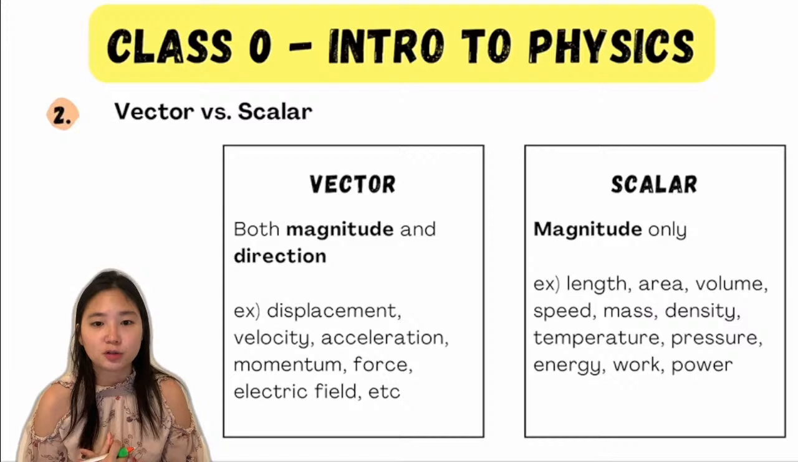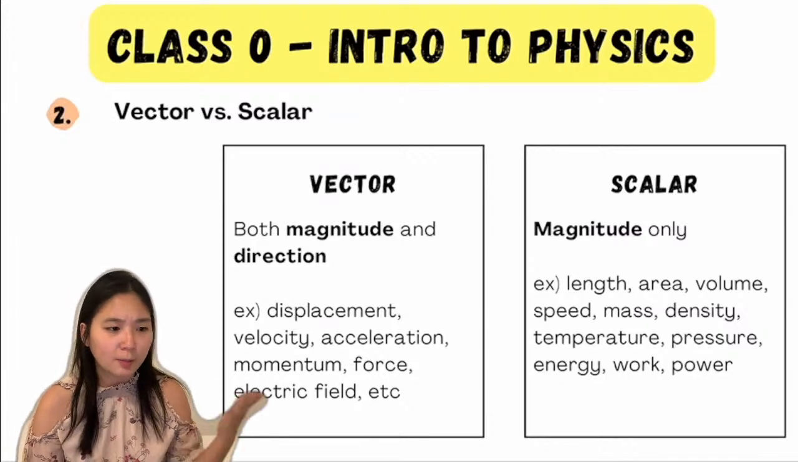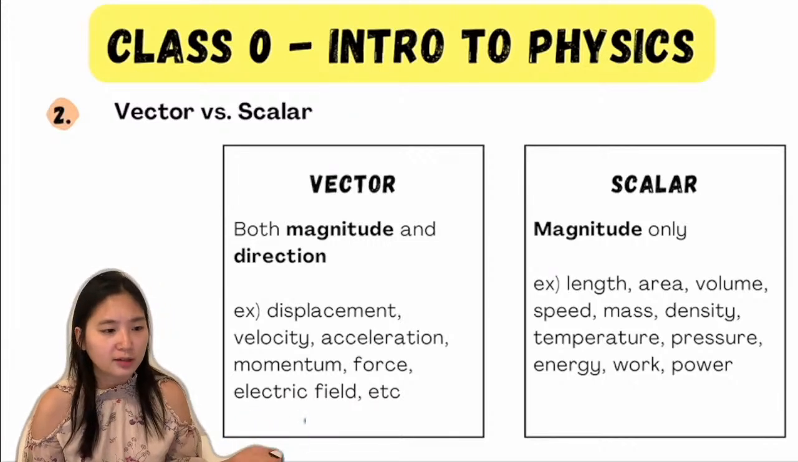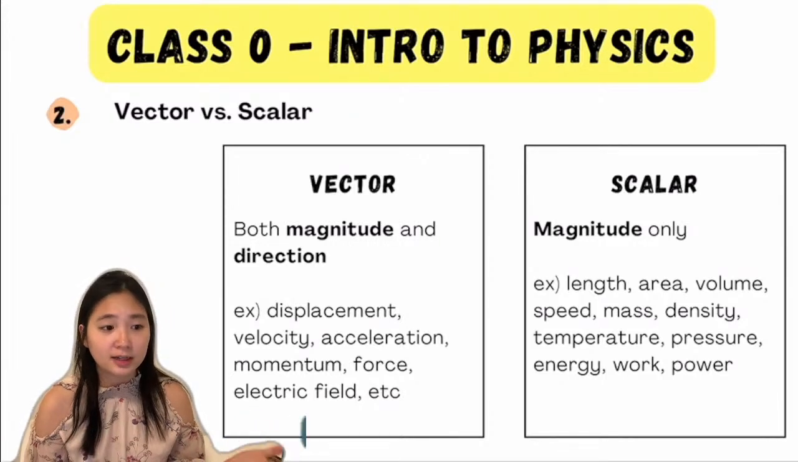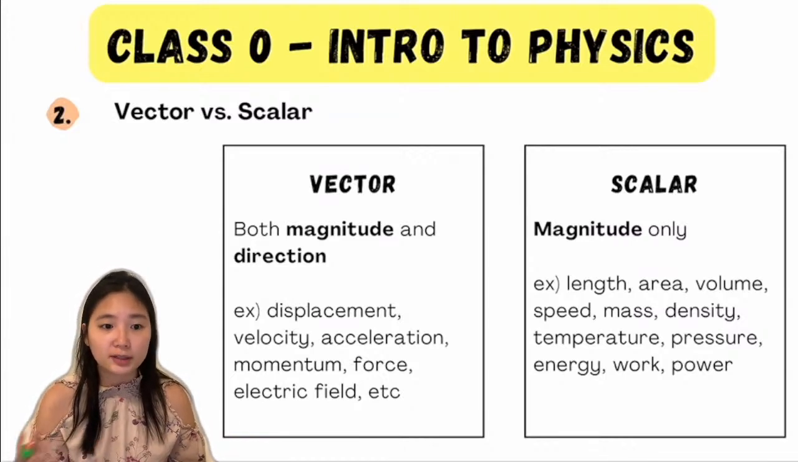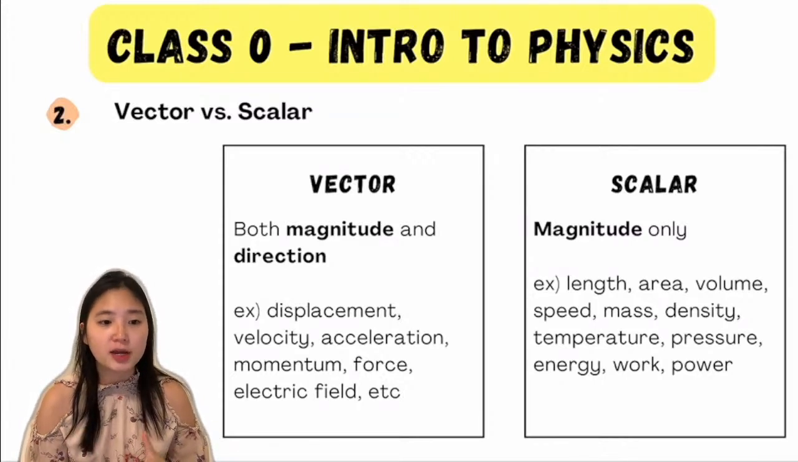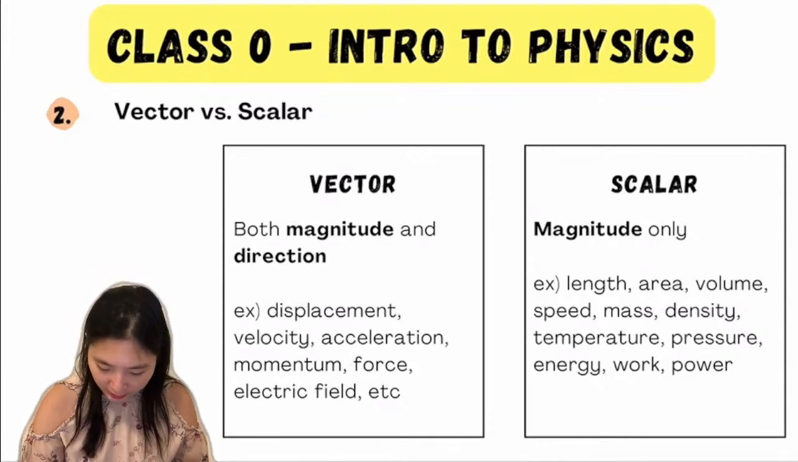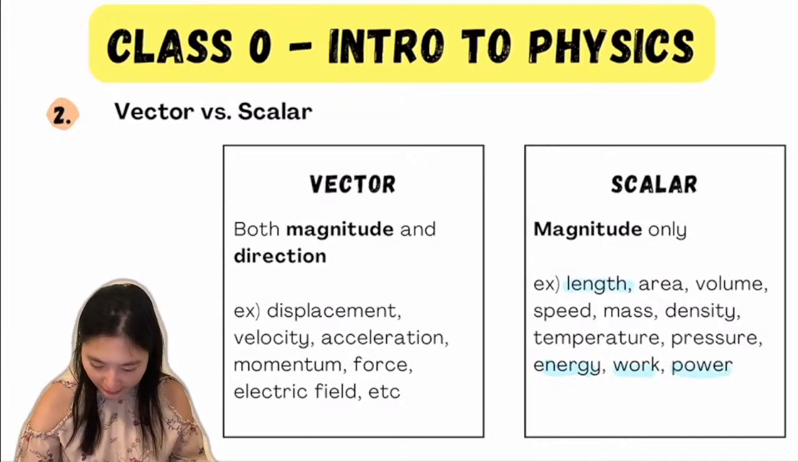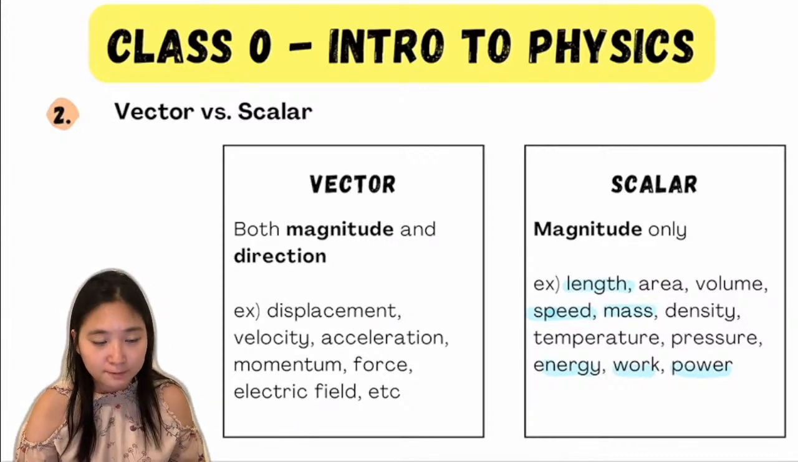Or let's say you are looking for a new apartment, and this apartment is 1,000 square feet, 900 square feet. There's no such thing as 900 square feet upward, or 1,000 square feet downward. The direction is unnecessary when it comes to describing the area of an apartment. So those are scalar quantities only. And also the same for the density, the temperature, the pressure, energy, work, and power. So all of these, the energy, work, power, the length, speed, mass, are the physical quantities that you're going to learn in AP Physics 1.